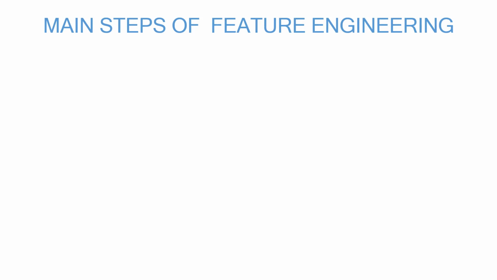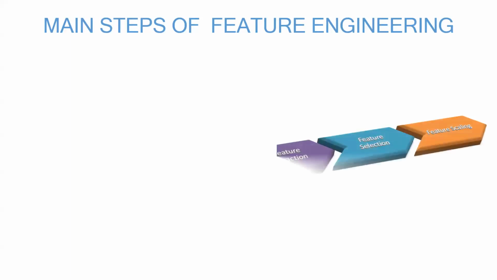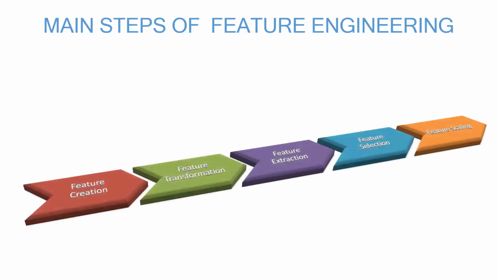The main steps of feature engineering are feature creation, feature transformation, feature extraction, feature selection, and feature scaling. Let's learn about each step in detail.